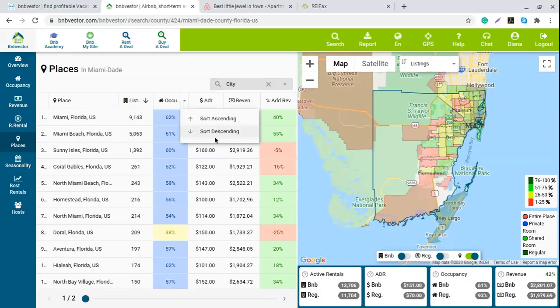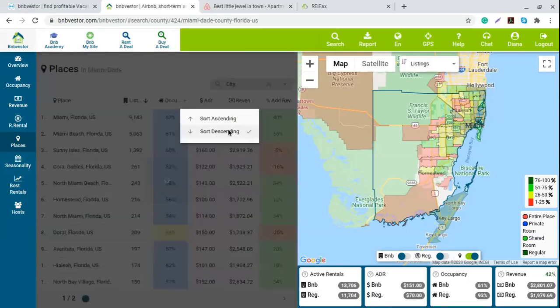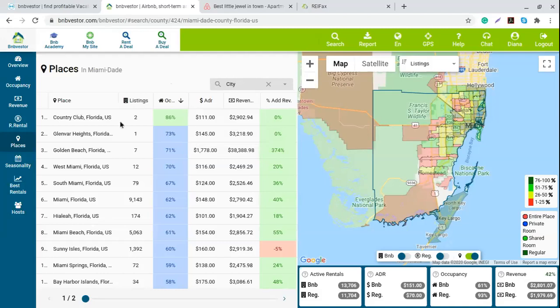So let's find out which are the best ones. We can sort this descending. And now I can see that actually Country Club, Florida is where I can see the most occupancy. Then Glenvar Heights. Remember the one that had only one listing and a higher occupancy? That area could be good for you too. Golden Beach, West Miami, South Miami. Those are the 5 first cities in Miami-Dade that have better occupancy.